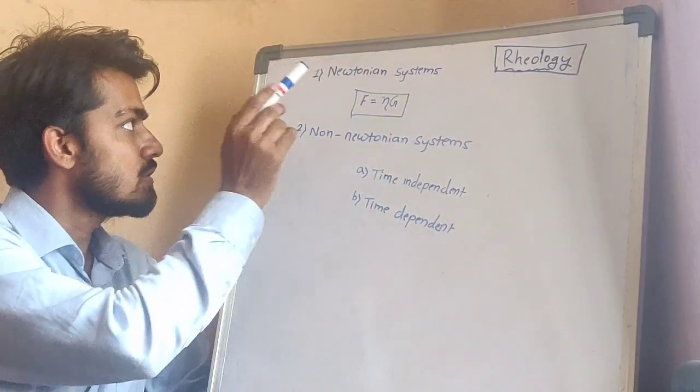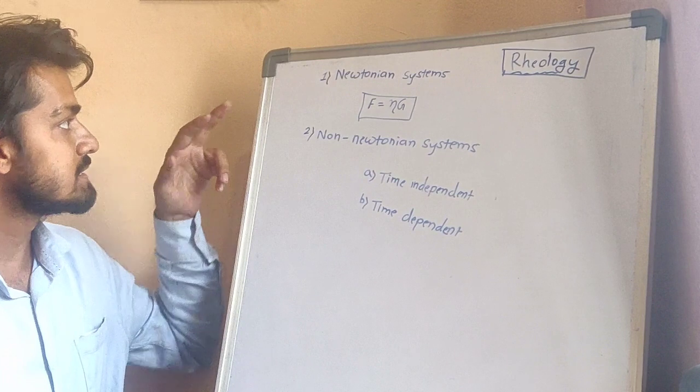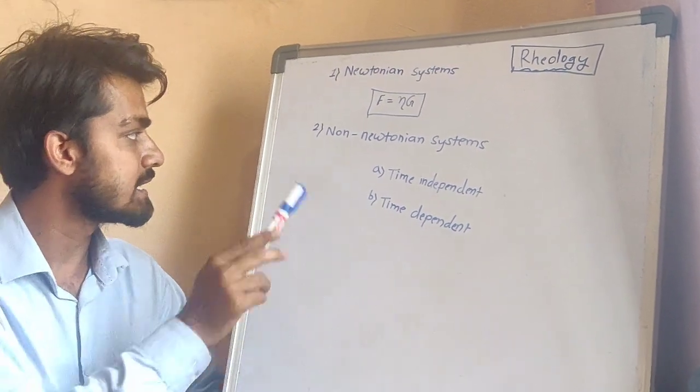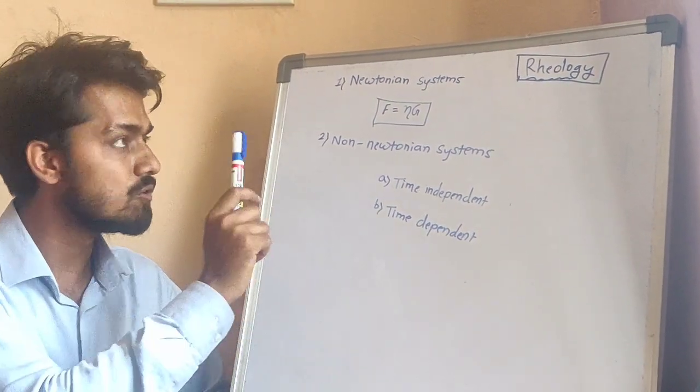In today's video lecture, we are going to learn one of the flow properties of liquid, which is thixotropy. Before we start thixotropy, we need to understand what Newtonian and non-Newtonian fluids are. Thixotropy is one type of non-Newtonian fluid. So let's get started. There are two types of flow. First is the Newtonian system and second is the non-Newtonian system.